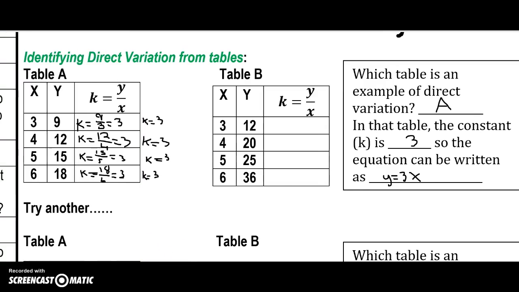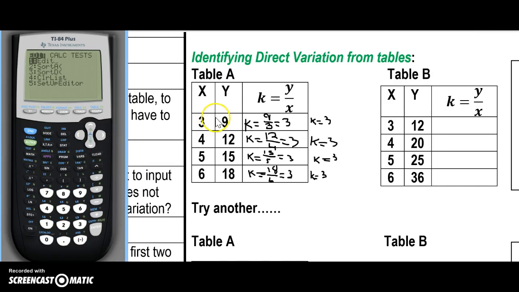So we're going to go to stat. We're going to type these numbers in. We hit enter and type in our x values, which are L1 right here. So we have 3 down, 4 down, 5 down, 6 down. All right, we have all our L1s and our x's. We're going to go over to the other side and type in 9, 15, and 18. Now we make sure we have them all in there.